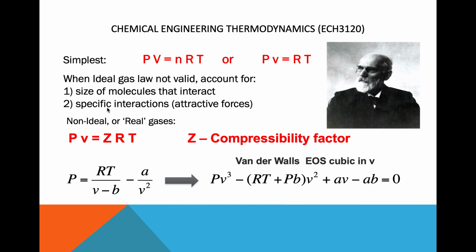For this situation, PV equals ZRT. We can see that Van der Waals has introduced another definition, which is P equals RT per (V minus b) minus a per V squared. So we can revise it as the Van der Waals equation of state, cubic in volume, V cubed, as follows, equals 0.